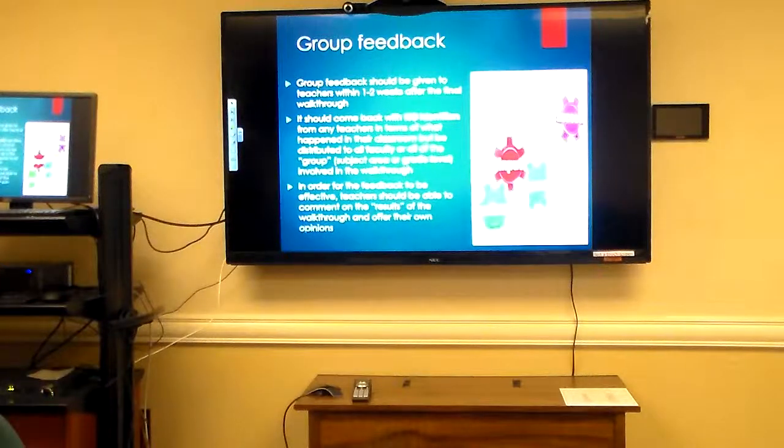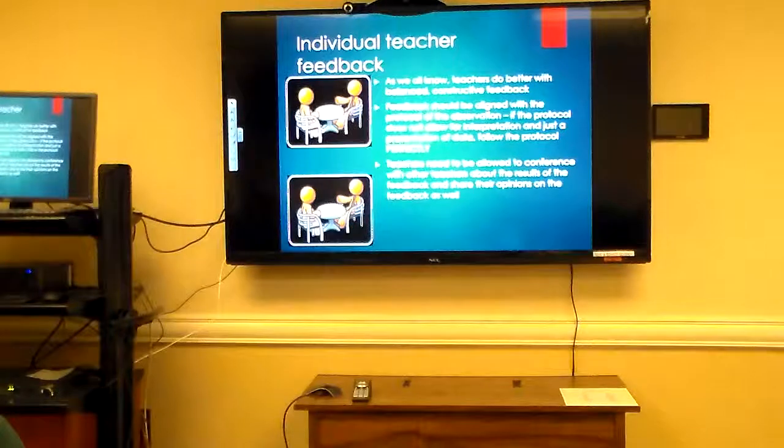If you do group feedback, it has to come back with no identifiers. Think about what would happen if you had an assembly hall full of 80 teachers, and you said there were 5 teachers that failed their walkthrough, teacher 12, teacher 14, teacher 18, and then you gave them their subject area or grade level. People would probably be able to figure it out. Teachers should be able to comment on the results and offer their own opinions, but the data should not be individually given to teachers unless we're looking at a mentoring coaching role, in which case, in a true model, the principal would have absolutely nothing to do with it if you're doing it properly and appropriately.